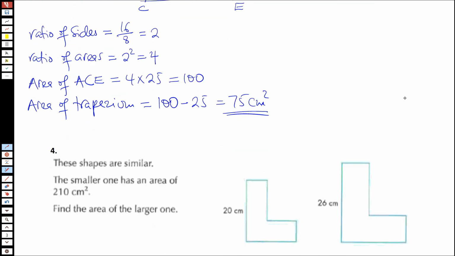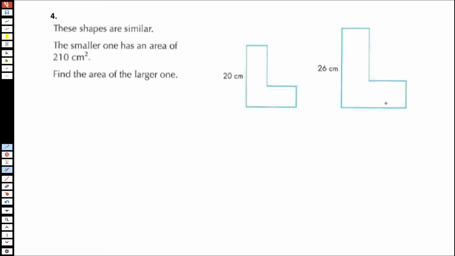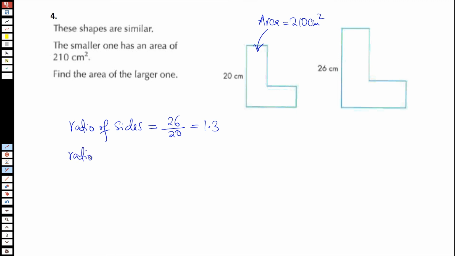Okay, number four. Here again, we have similar shapes. The smaller one has an area of 210. So the area of this guy here is 210 centimeters squared. And we have some corresponding lengths. Anyway, so find the area of the larger one. So we can start by finding the ratio of sides. So the ratio of sides will be equal to 26 divided by 20, and that will be equal to 1.3. So the ratio of the areas will be equal to 1.3 squared, which will be 1.69.